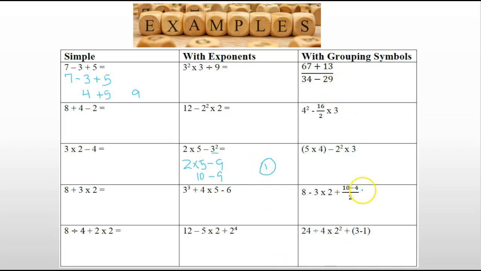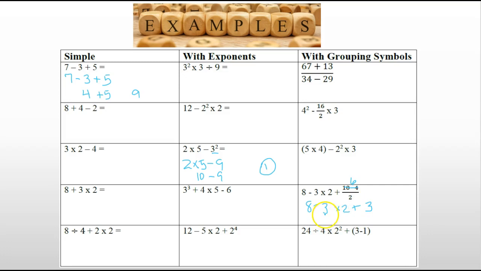All right, now let's choose this one right here. Parentheses and grouping symbols are considered the same thing, and whenever we have a fraction bar, that is considered a grouping symbol. So we do that part first. 10 minus 4 is 6, and then 6 divided by 2 is 3. So I have 8 minus 3 times 2 plus 3.